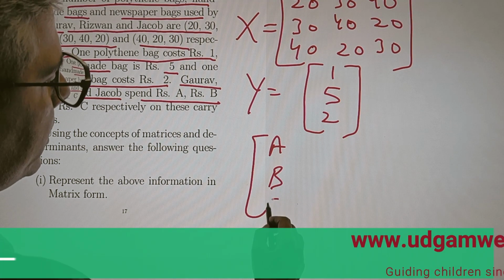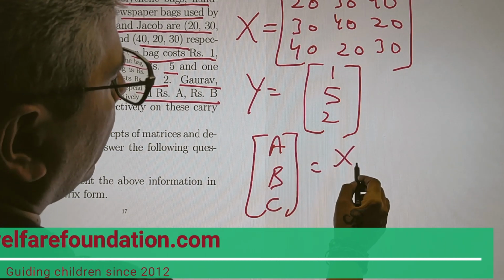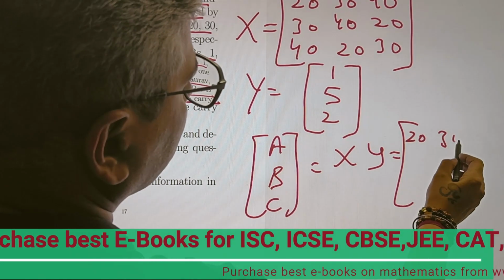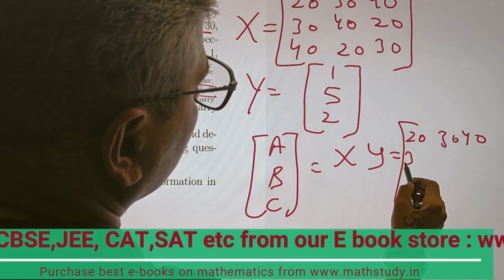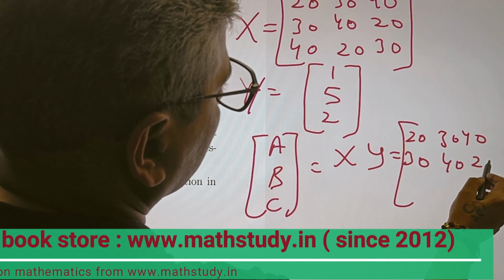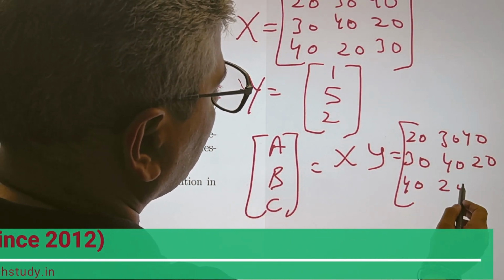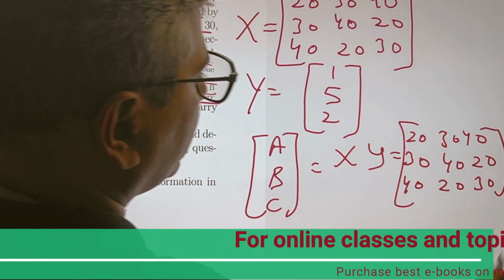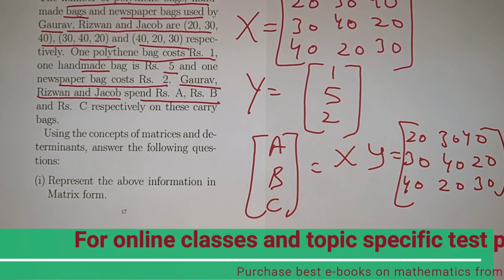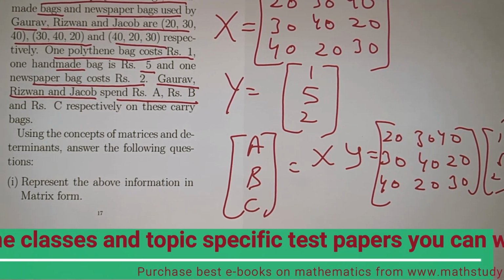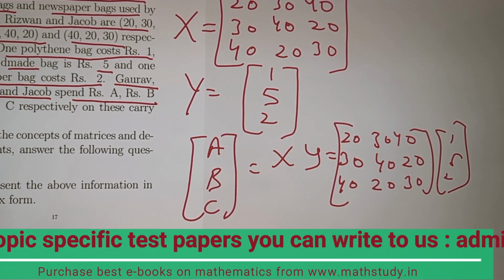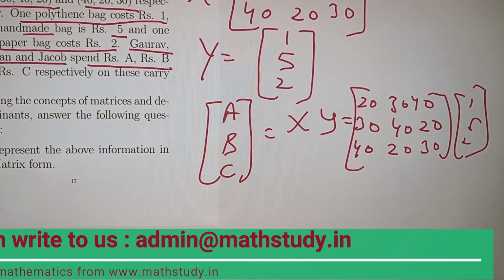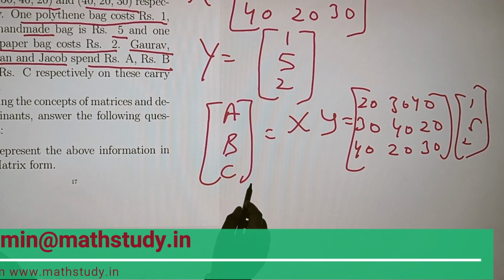So let's write it this way. ABC is equal to what? X into y. So let's make the matrix 20, 30, 40; 40, 20, 30 into 1, 5 and 2. Simply we need to multiply and nothing else here. Very simple. So here we have this matrix we have written, and we need to simply multiply these matrices. So let's do the product here.